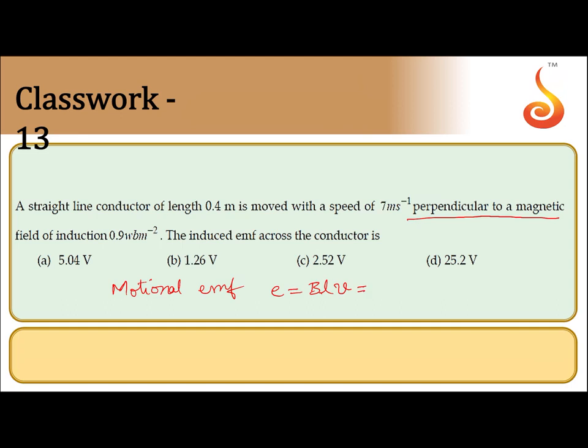So that is equal to B is what? 0.9 Weber per meter square, L is 0.4 and V is 7. So that will become 2.52 volt. That is option C.